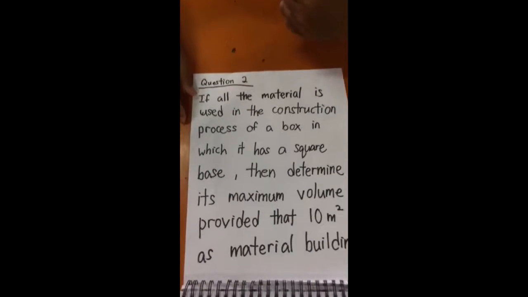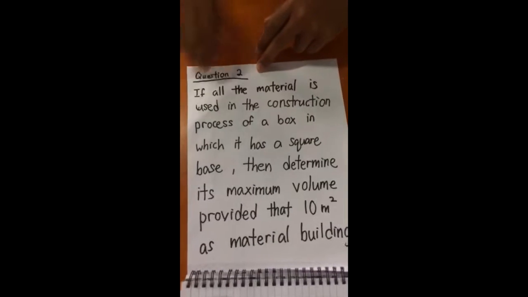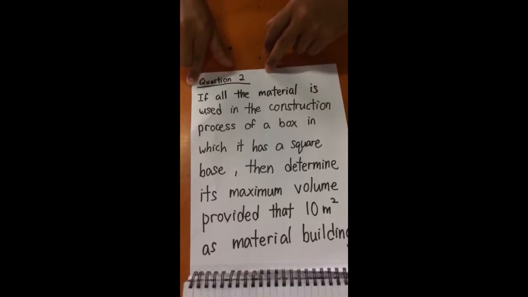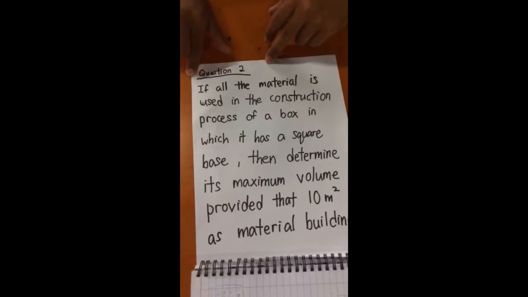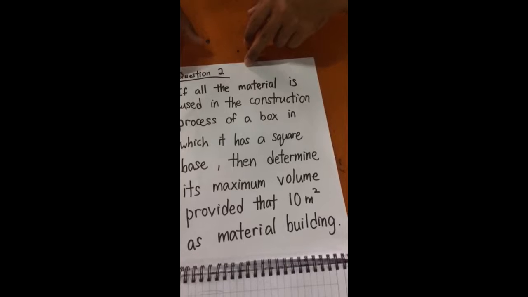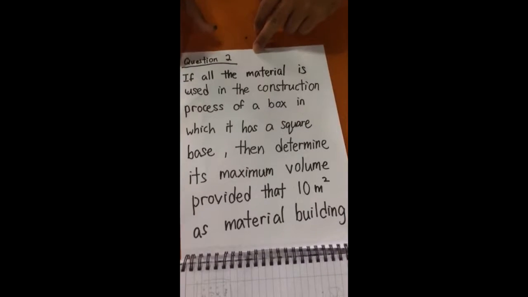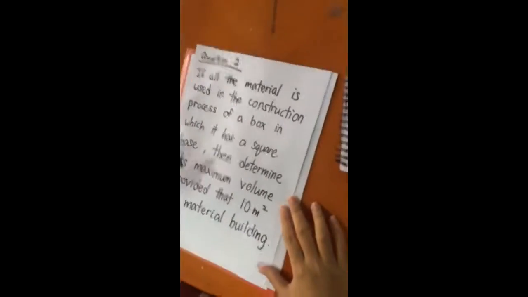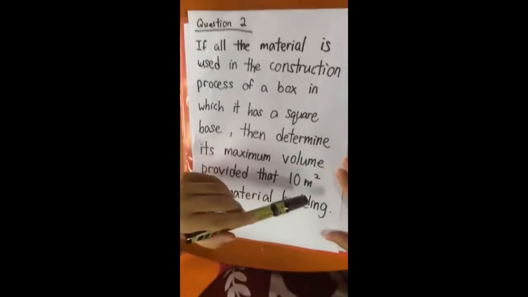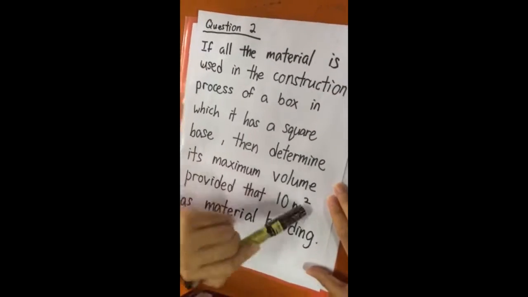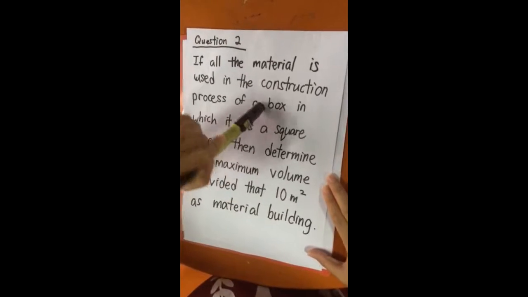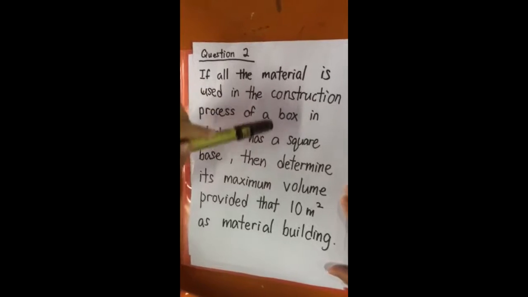Okay, for the assignment that we get, question 2. The question is, if all the material is used in the construction process of a box which has a square base, then determine its maximum volume, provided that 10 meters squared is the material for building. From the question, we know that the material we have is 10 meters squared, which is the area of the material. Now we want to find the maximum volume of the box with a square base.